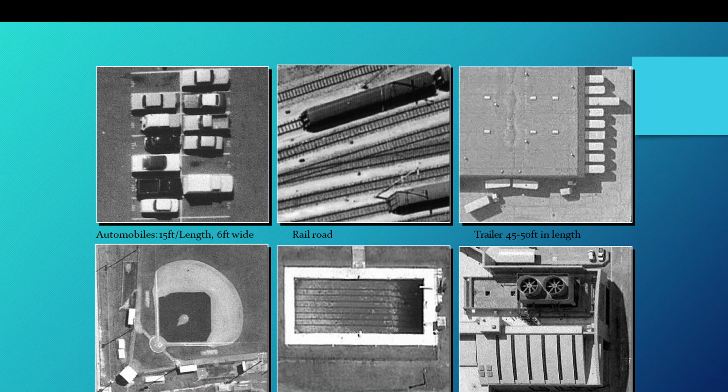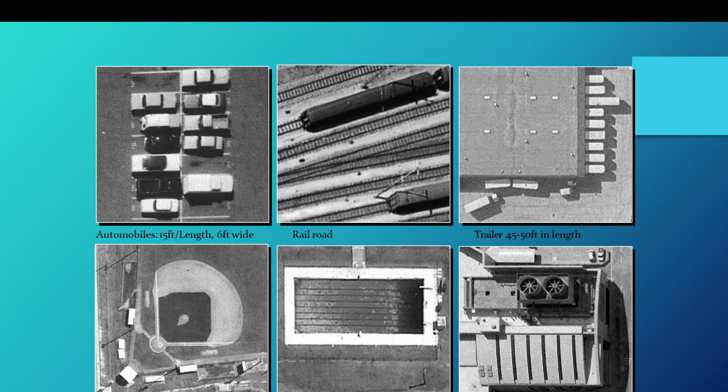Then the railroads provide a linear reference often seen in industrial or transport hubs. Trailers, typically 45 to 50 meters long, are common in shipping or warehouse zones.